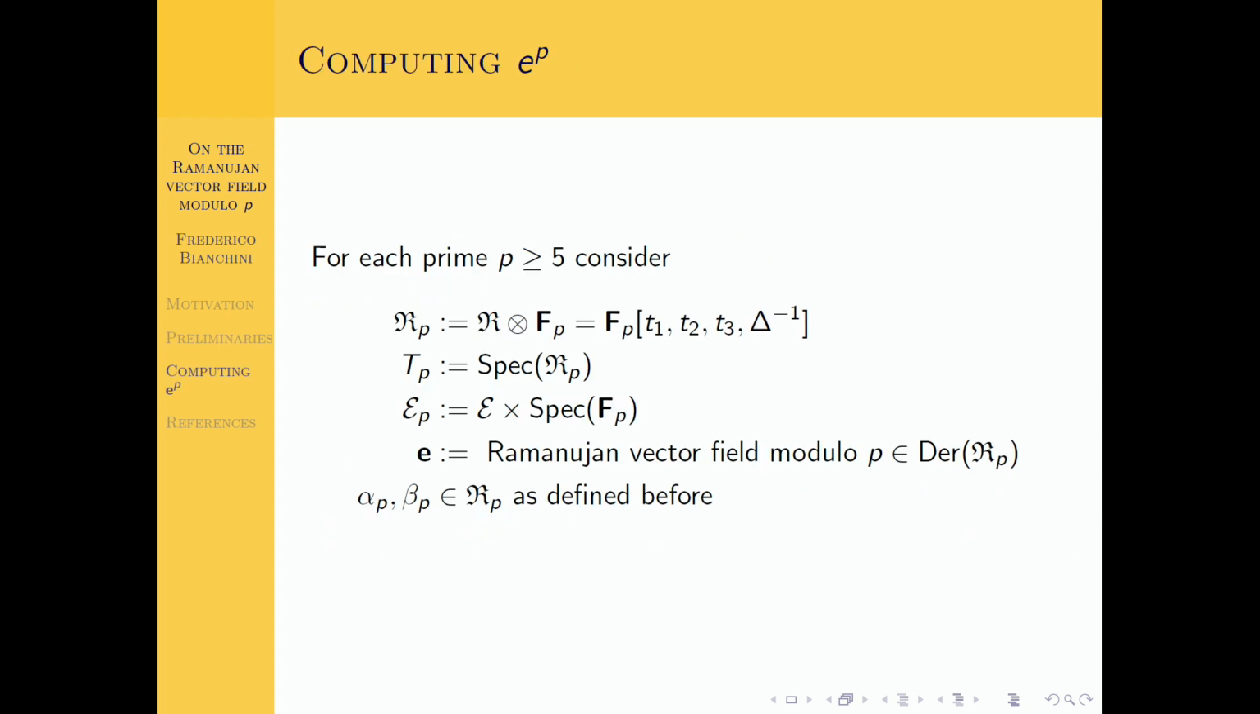So now we proceed to the last part where we compute the p-th power. For each prime p, we take everything modulo p. We take our setting modulo p. So R_p is going to be this polynomial ring here, which is just F_p of T1, T2, T3, and we invert delta. T_p is just taking the spectrum of this ring. We reduce the elliptic curve modulo p, and we still denote E, the Ramanujan vector field modulo p.